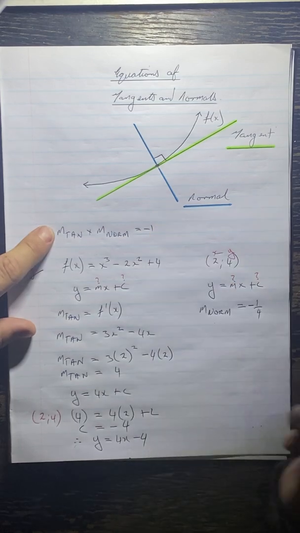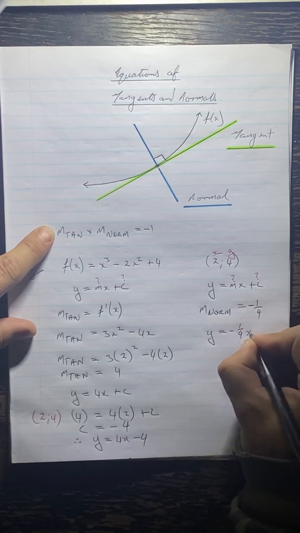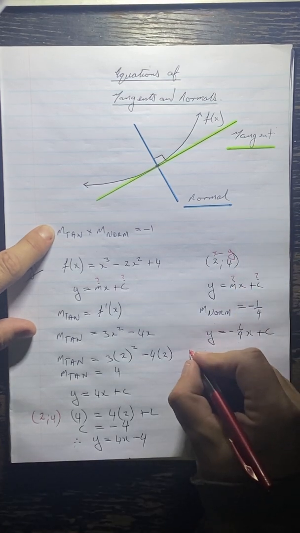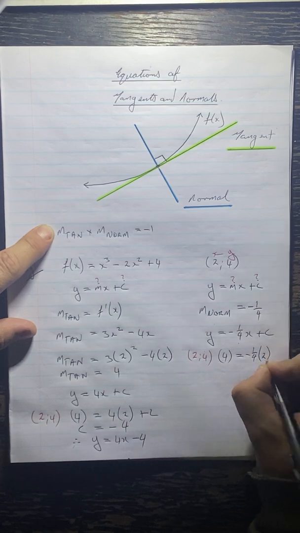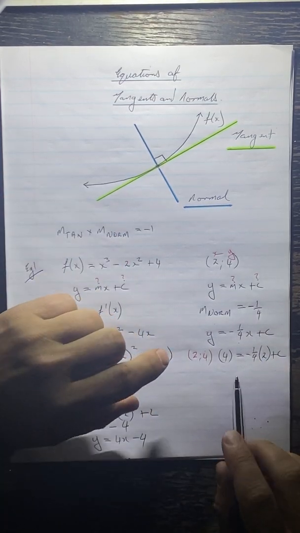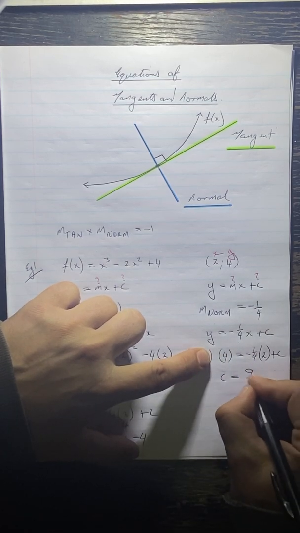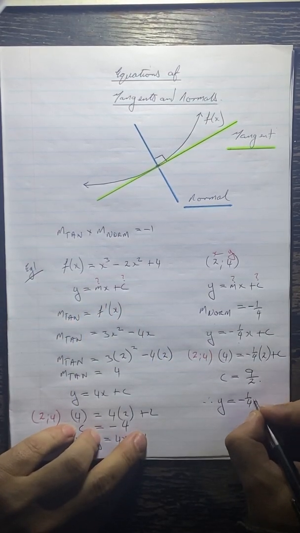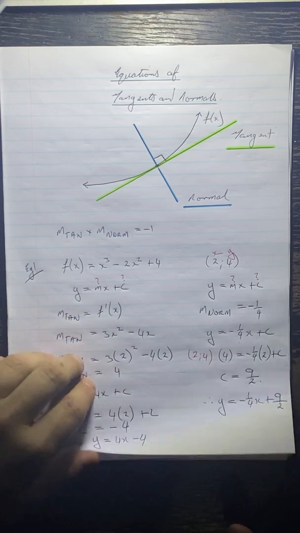So now we have y = -1/4 x + c. In order to find the c value, I substitute our point of contact in, so 2 and 4, and we get 4 = -1/4 times 2 + c. This will give us a half, so it's 4 plus a half, and we get c = 9/2. Therefore, the equation of the normal is y = -1/4 x + 9/2. All right, okay, so moving on to example 2.